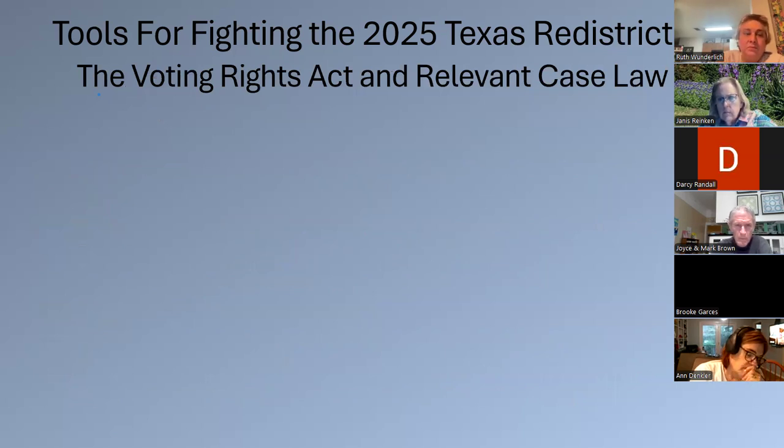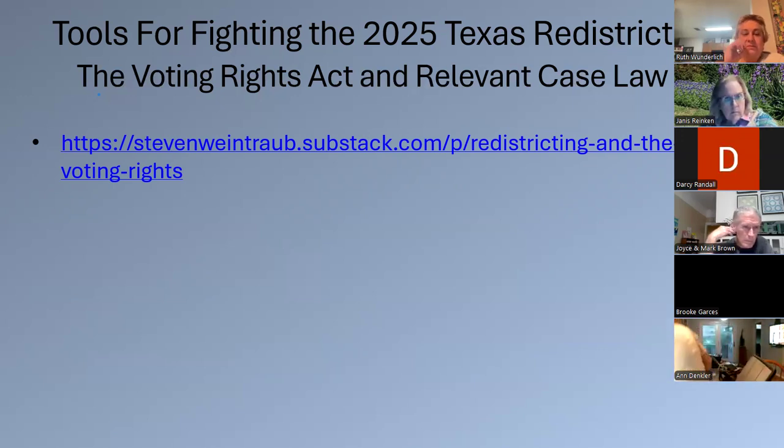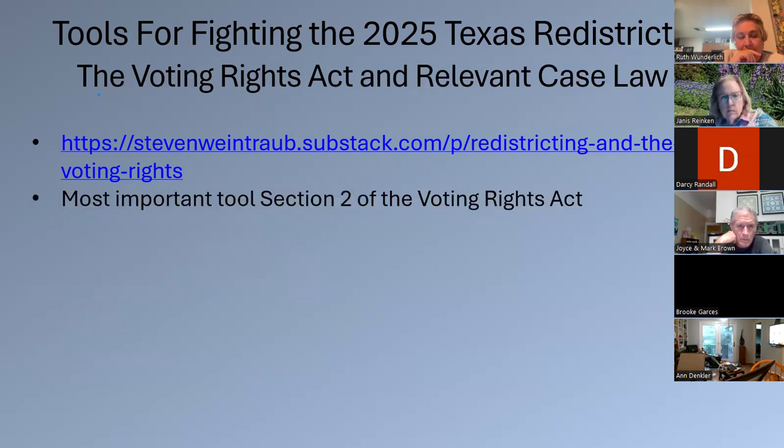So let's talk about the relevant case laws. I actually have a list of these on my Substack, and I will put that into the chat later, after the discussion. It has all the case laws involved. I'm not going to go into them in detail, but the main one for us is the Voting Rights Act, Section 2.